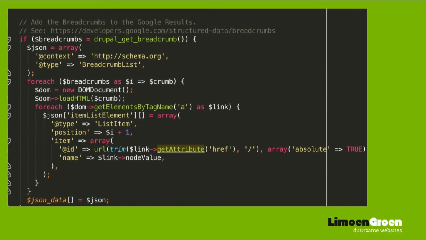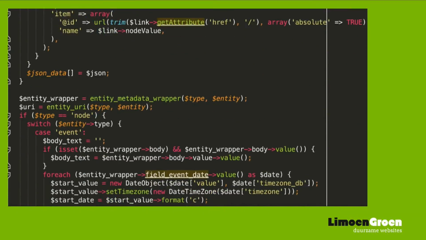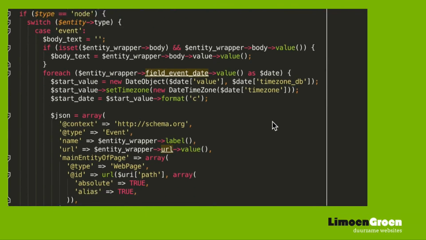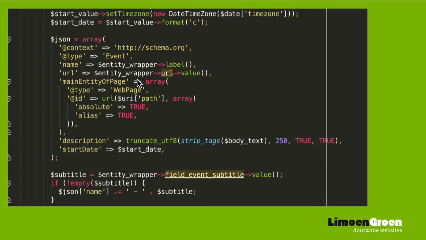And then I can start filling this array with, this is the breadcrumb. It's of type breadcrumb list, and for each list item and item list element, I'll paste in some information. So in this case, I use a lot of entity metadata wrapper helper functions. This is a full event, and then I will add some information about the description, which I'm using the body for. I'll do some time zone conversion stuff. And then I have some basic information like name and URL, and the description and the start date.